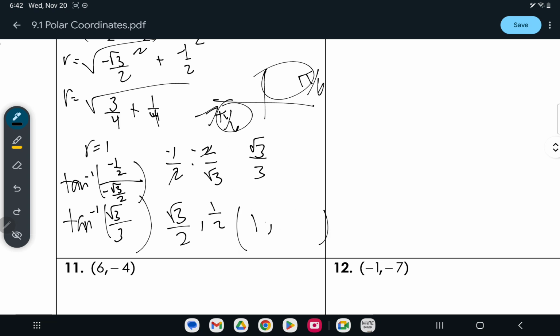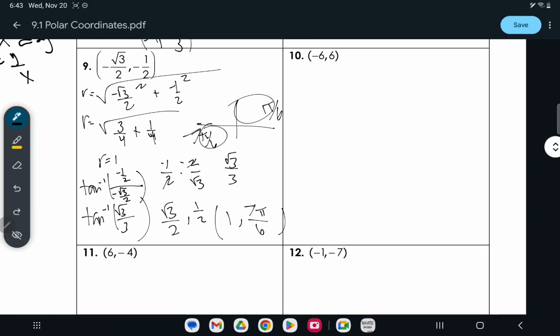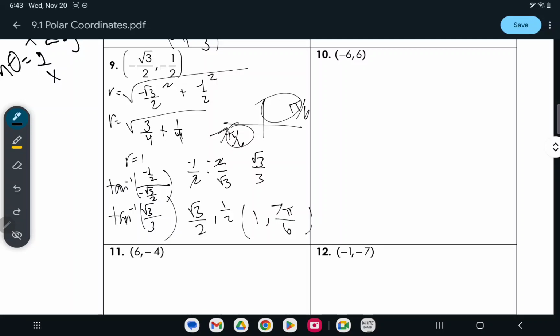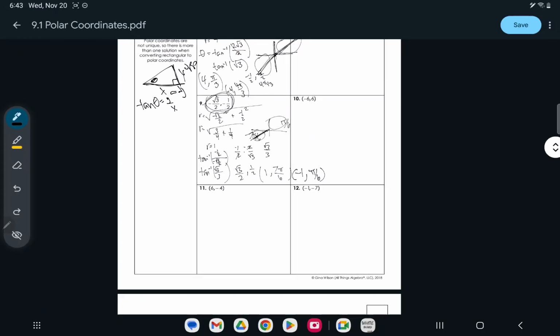So we have 1 and 7 pi over 6. And I say that the 1 goes with the 7 pi over 6 because this coordinate was already down here. So then the other one is negative 1 and pi over 6. All right, and there we have it.